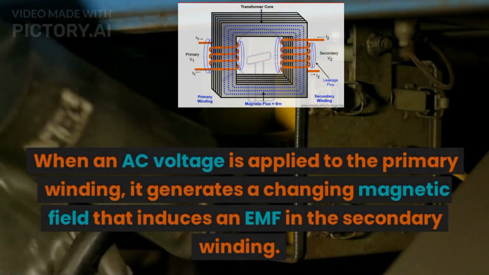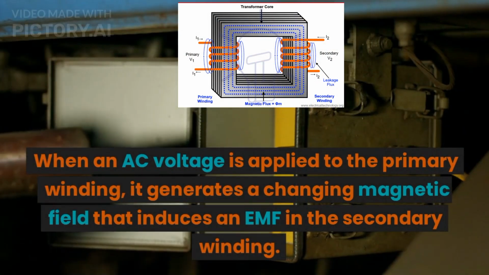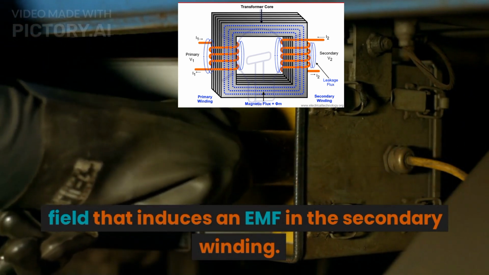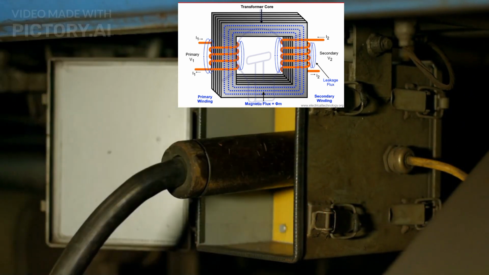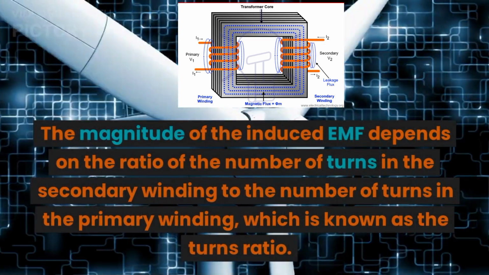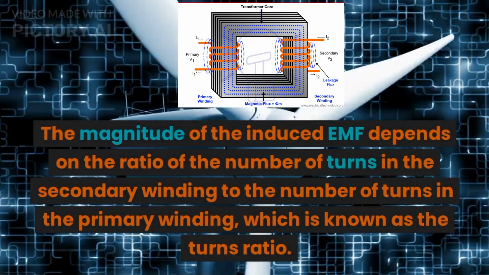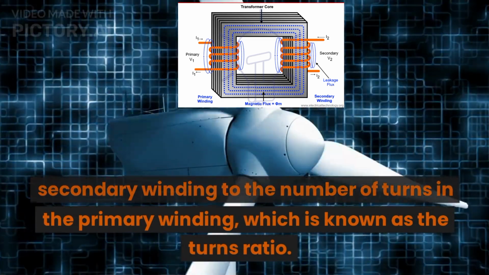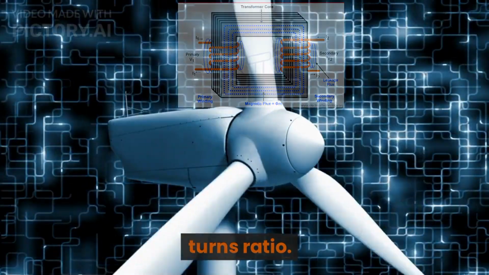When an AC voltage is applied to the primary winding, it generates a changing magnetic field that induces an EMF in the secondary winding. The magnitude of the induced EMF depends on the ratio of the number of turns in the secondary winding to the number of turns in the primary winding, which is known as the turns ratio.